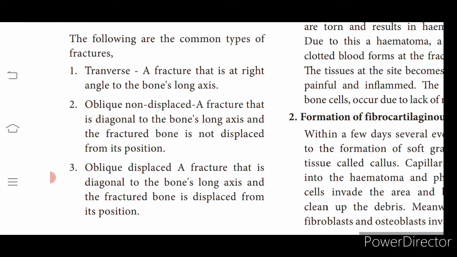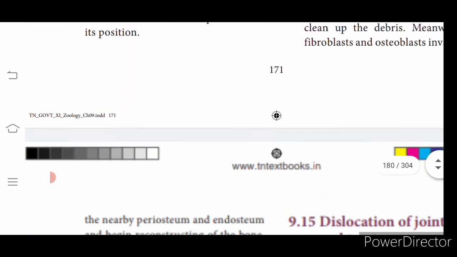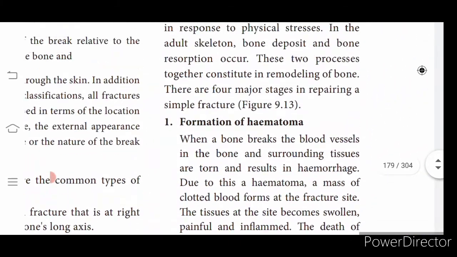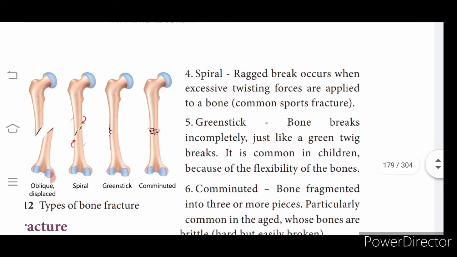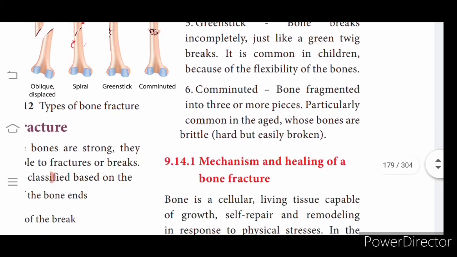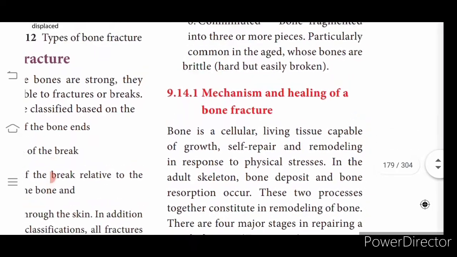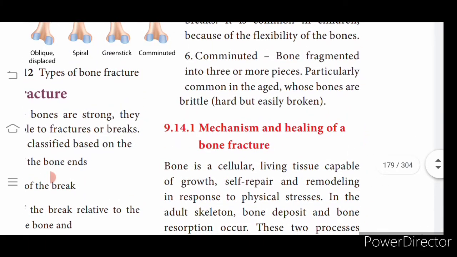The common types of fractures are transverse, oblique non-displaced and oblique displaced. Oblique non-displaced and oblique displaced are types of bone fractures. Okay, there can also be a spiral fracture, greenstick fracture and comminuted fracture.